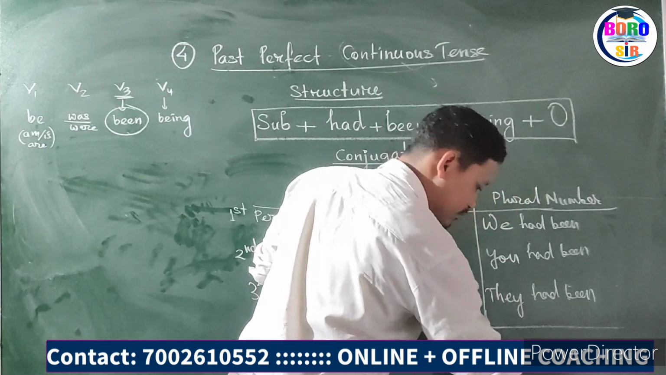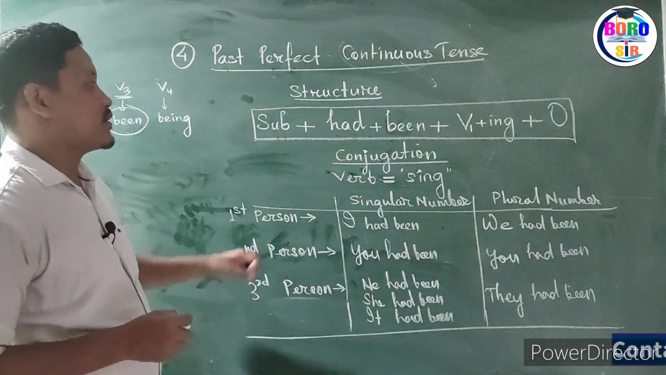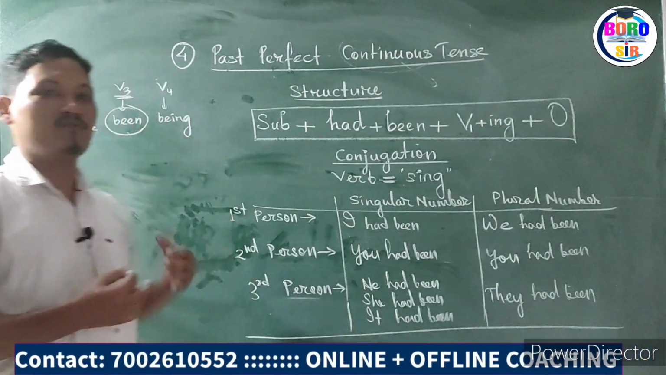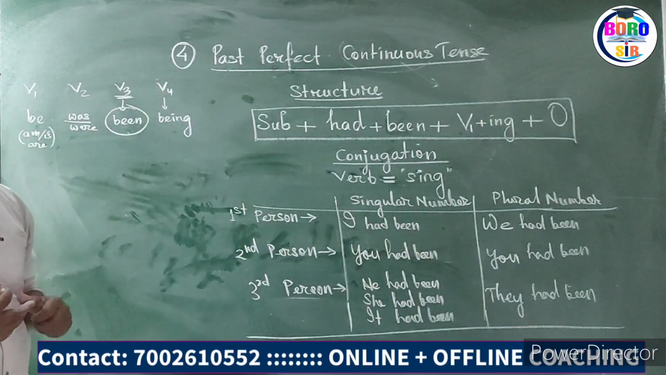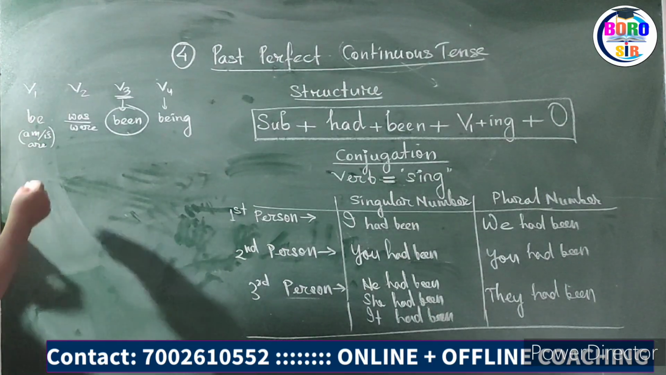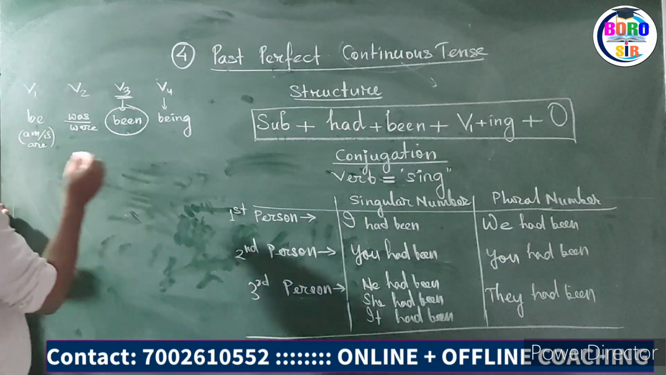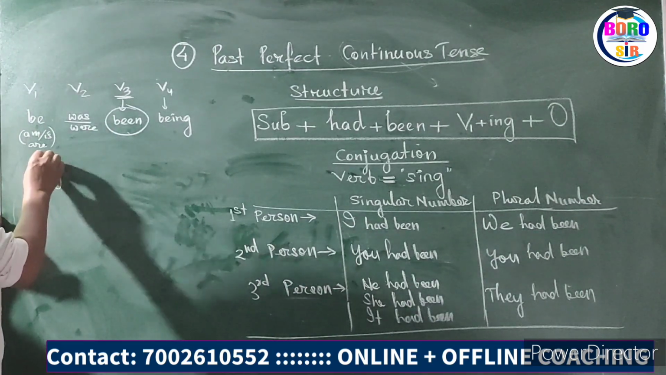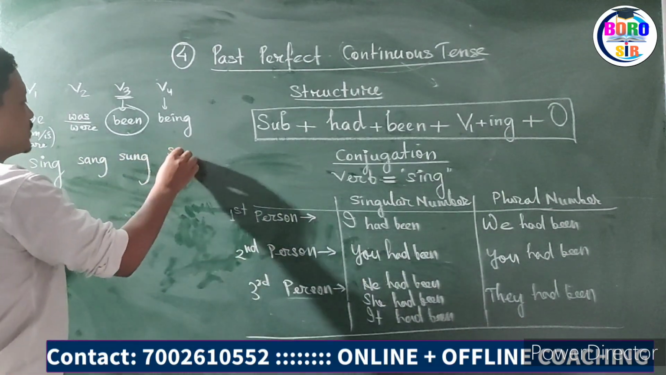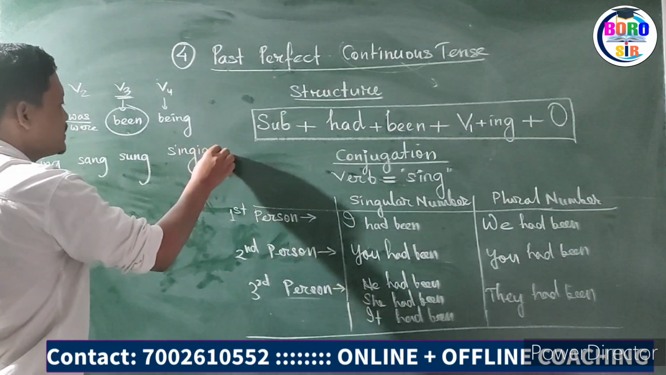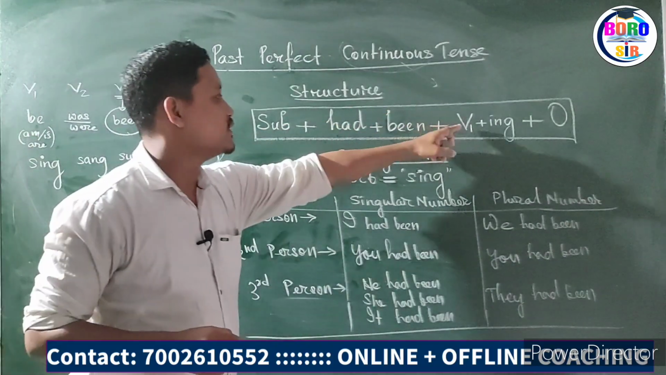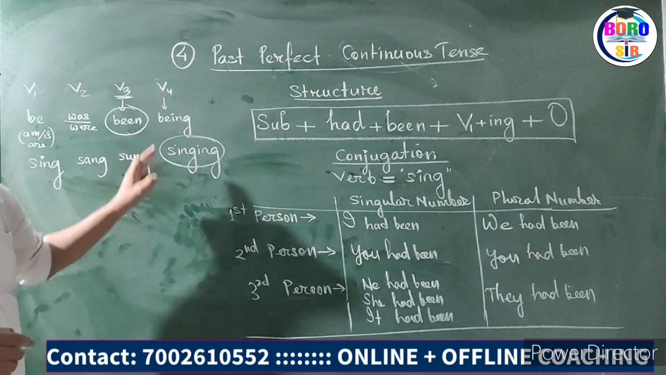Okay. Now it is time for us to write the main verb. The main verb will be in which form? 1, 2, 3 or 4 form? One. In which form? 1. Okay. So what is the main verb we have chosen? Sing is the main verb here, right? So this will be verb number 4. It means verb number 1 plus ing.